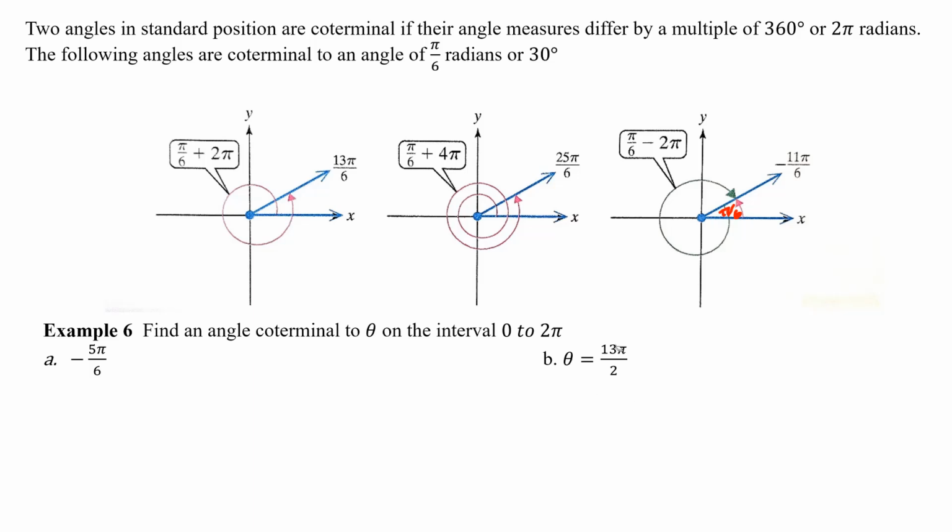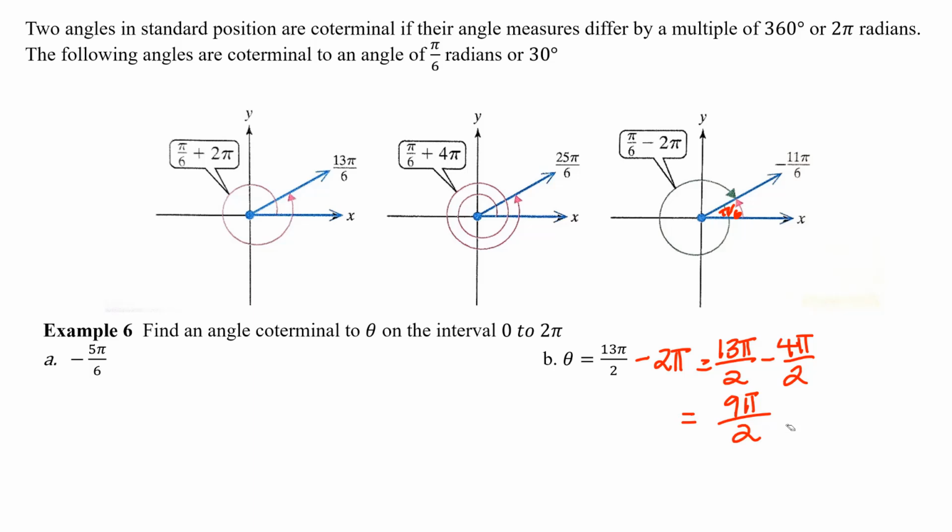So now I've got theta equals 13 pi over 2. This is more than 2 pi, so I'm going to need to subtract some multiple of 2 pi from this to get down to an angle between 0 and 2 pi. So if I subtract 2 pi, that's going to be 13 pi over 2 minus 4 pi over 2, and that is equal to 9 pi over 2.